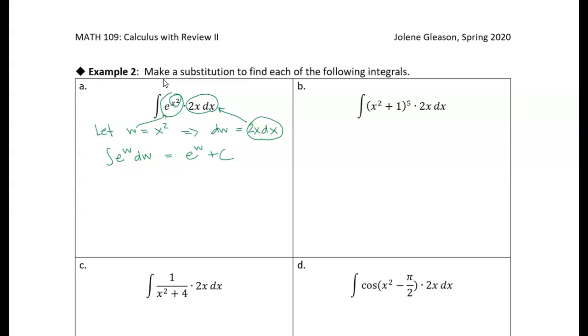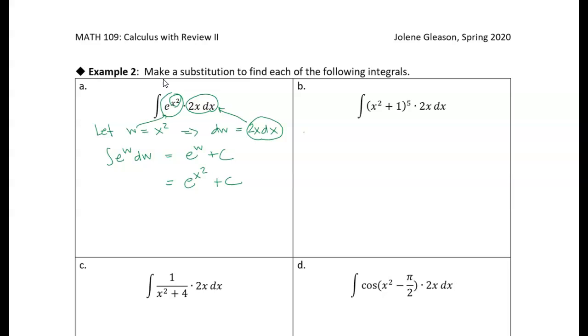Now we have the antiderivative, but we have it in terms of w, so let's resubstitute. And so that tells us, if we want this in terms of x, that's e to the x squared plus c. It's pretty clever, but it takes a lot of practice, especially recognizing where the inside function is. But these should be straightforward because you can always check it. Go back to example 1 and you can check yourself.